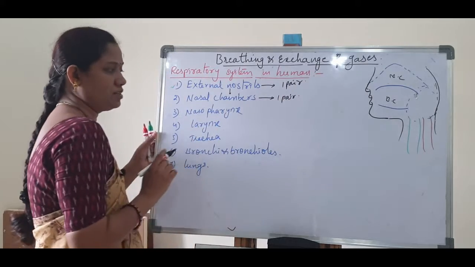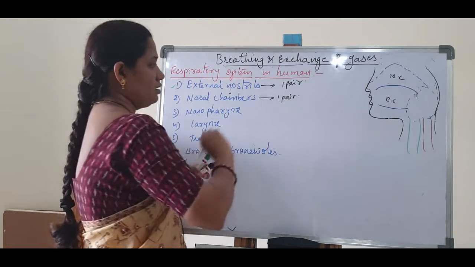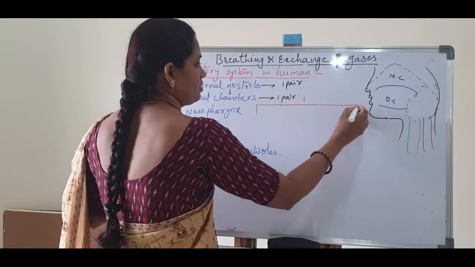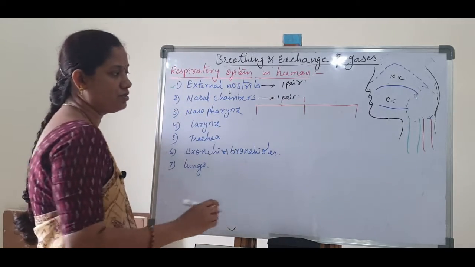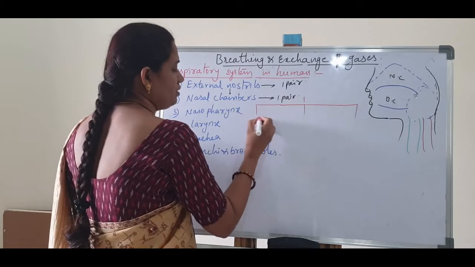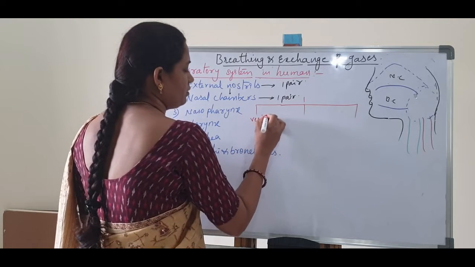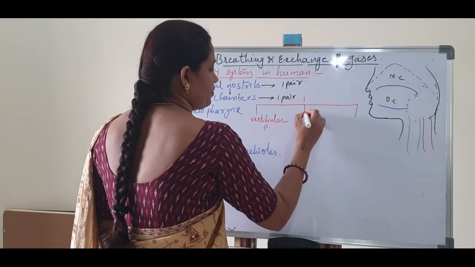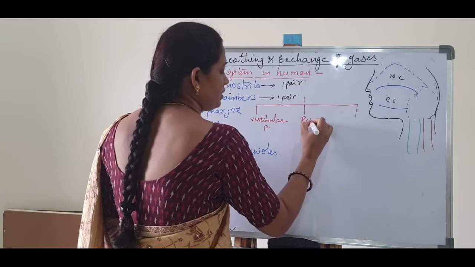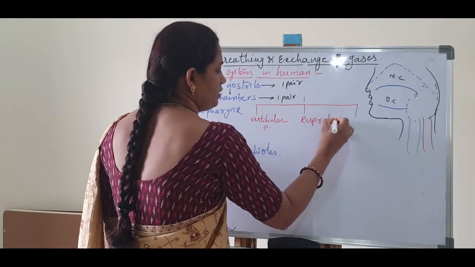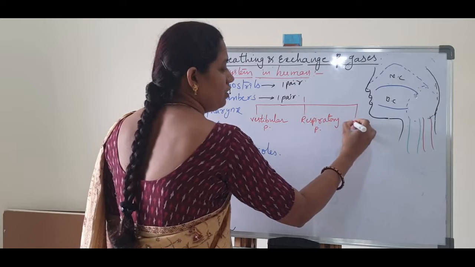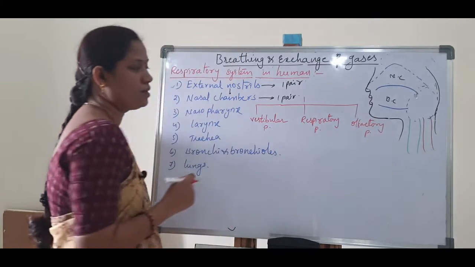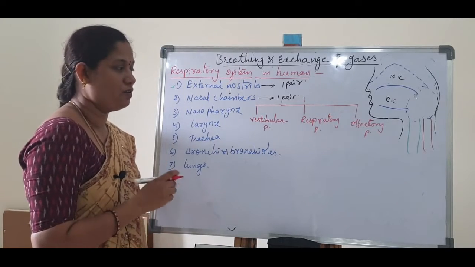Next, one pair of nasal chambers are present. Each nasal chamber can be divided into three regions. They are: first, the vestibular part or region; next, the respiratory part; third, the olfactory part. Vestibular part, respiratory part, olfactory part.